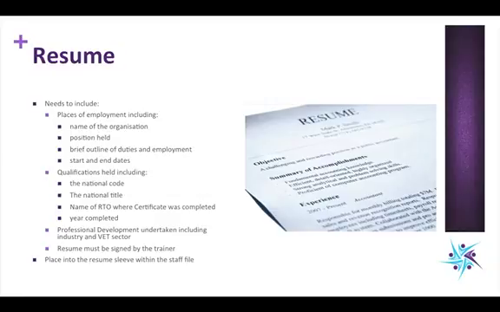The resume that the trainer provides you should include the information that is relevant that you need to know to make sure that they're actually going to be meeting the requirements of the qualification. So it should be the places that they were employed, the name of the organisation, the position they held, a brief outline of their duties and employment, when they started with that organisation, when they ended with that organisation, the qualifications they hold currently, and it should have the national code, the national title, the name of the RTO where the certificate was completed and the year completed.